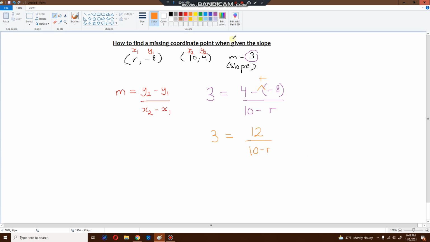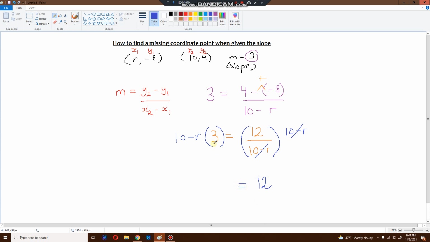Now how do we solve for r? I need to get r by itself. Well, first of all, we got a problem. This is a fraction, and I don't want a fraction. And the only way I can get rid of this fraction is by multiplying both sides by the denominator. And in this case, the denominator is 10 minus r. So I'm going to multiply this side by 10 minus r, and I'm going to multiply this side by 10 minus r. You see that? Since these two are exactly the same, I'm just going to cancel it. And that leaves me with just plain old 12.